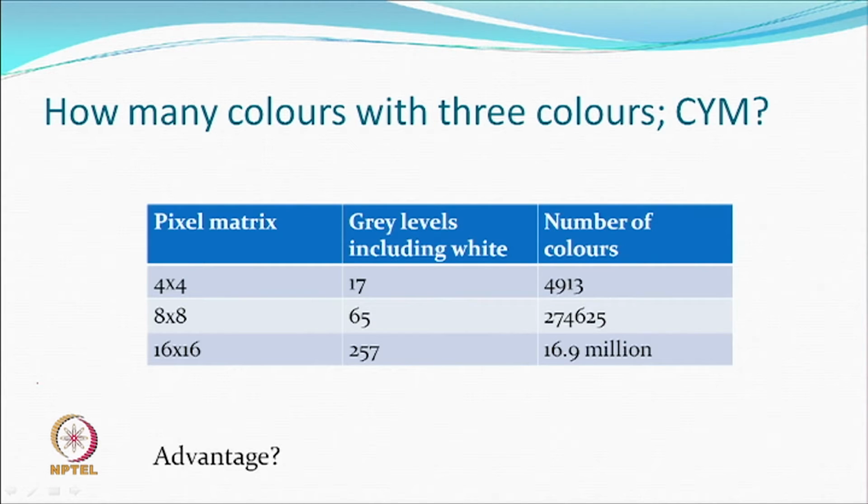Higher matrix means you are going to be making the size of the droplet smaller. If you make the droplet size smaller within the same area, then an 8 by 8 matrix can create 65 shades, and if you use all the 3 colors, you will be somewhere around 2,74,000 plus, and if you have 16 by 16, you are looking at millions.